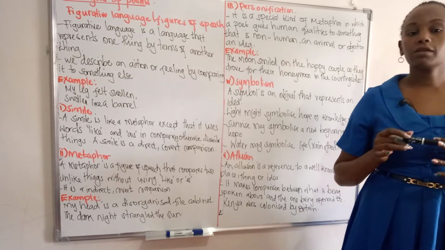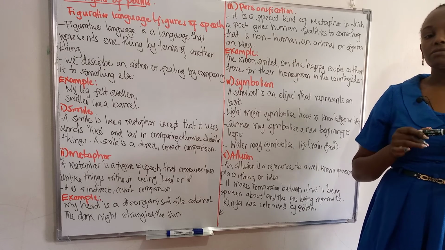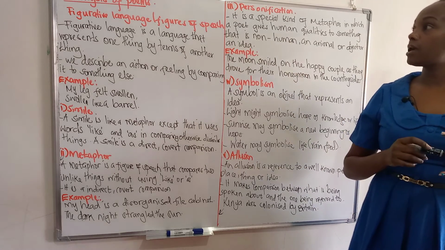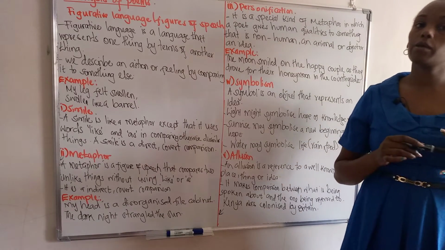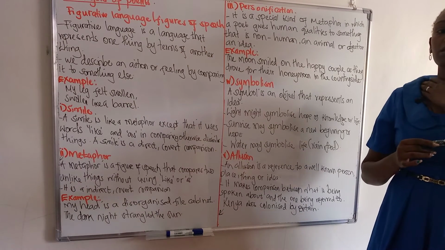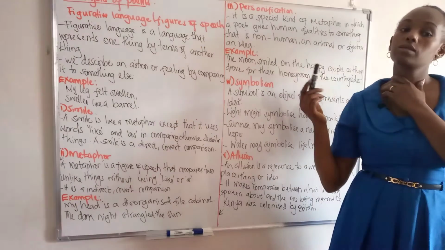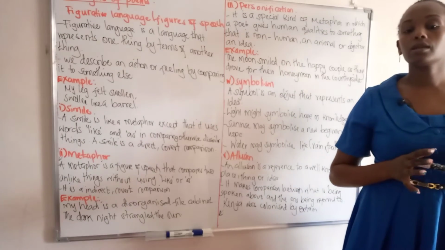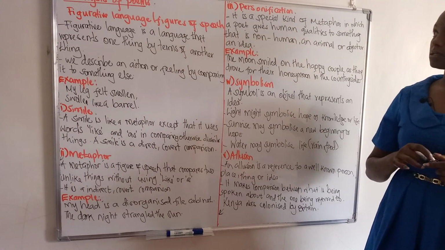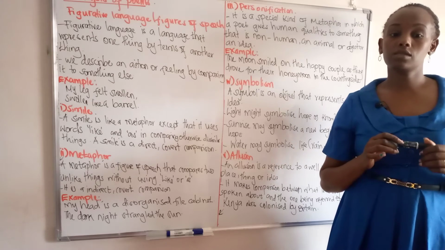Now, personification under the exaggeration. It is a special kind of metaphor where a poet gives human qualities to non-living things. We have also given the example of the rain carried the mud as it rolled down the valley. That is personification.